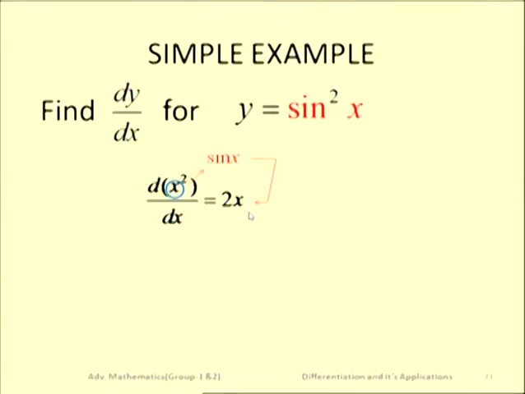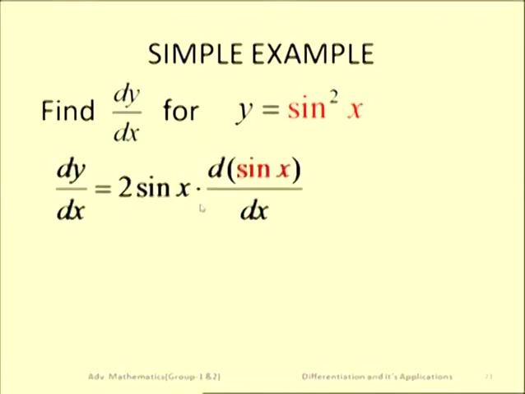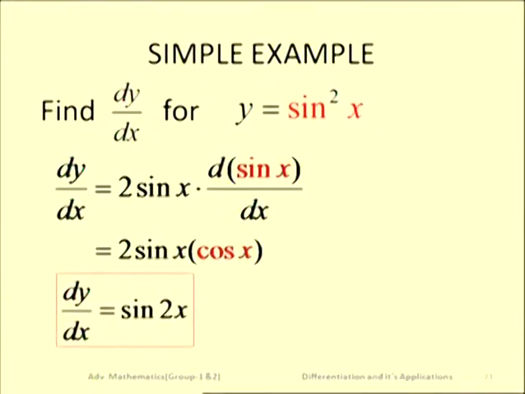So, derivative of the outside function is 2 sine x, into the derivative of sine x with respect to x. The derivative of sine x with respect to x is cos x. So it is 2 sine x into cos x. And as we know, 2 sine x into cos x is equal to sine 2x. So the derivative of sine square x is equal to sine 2x.